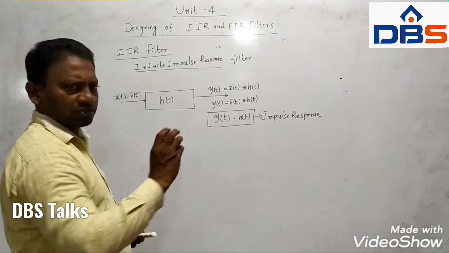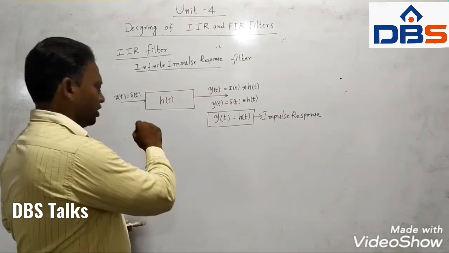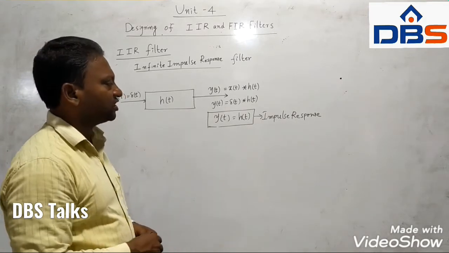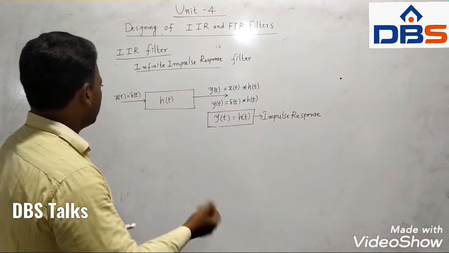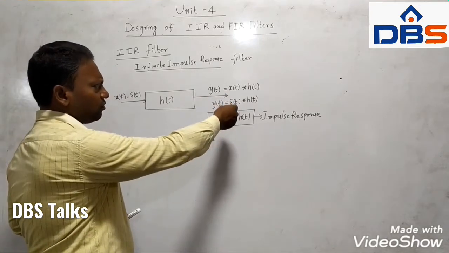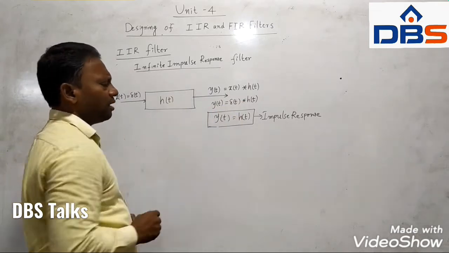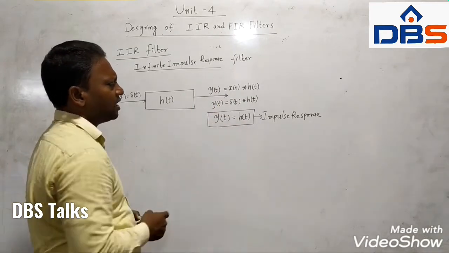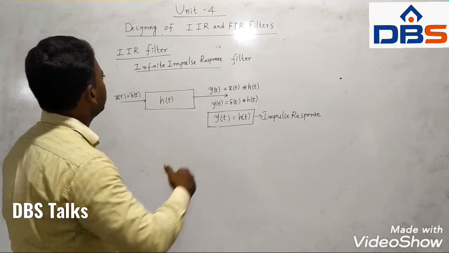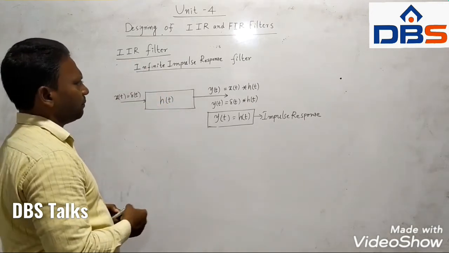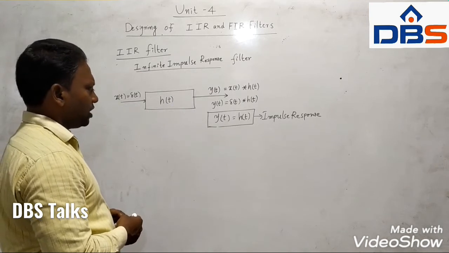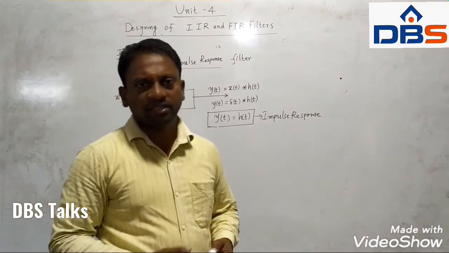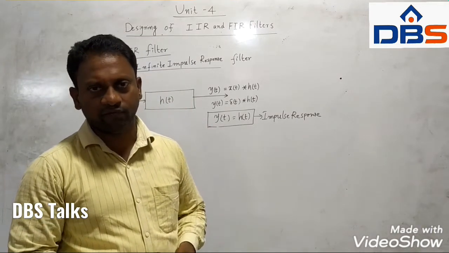So impulse response means whenever the input is an impulse, the response you get at the output of the system is the impulse response. Whatever the output may be, if the output is h of t, then we say that h of t is the impulse response of the system. Now we will see what is an IIR filter, infinite impulse response filter. If the impulse response is of infinite duration, then it is called an infinite impulse response filter.